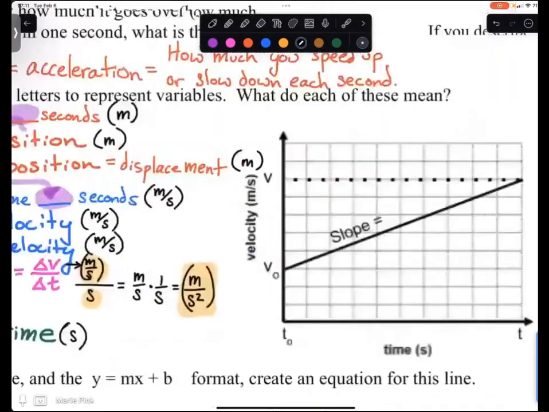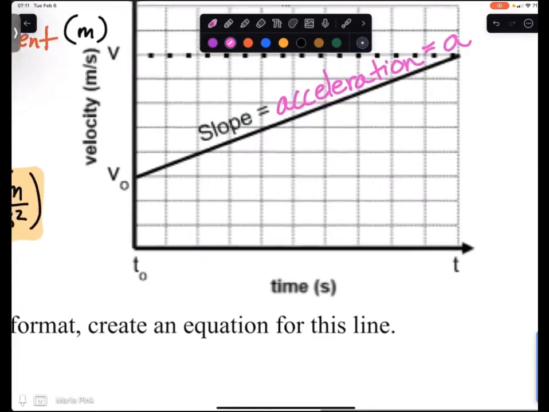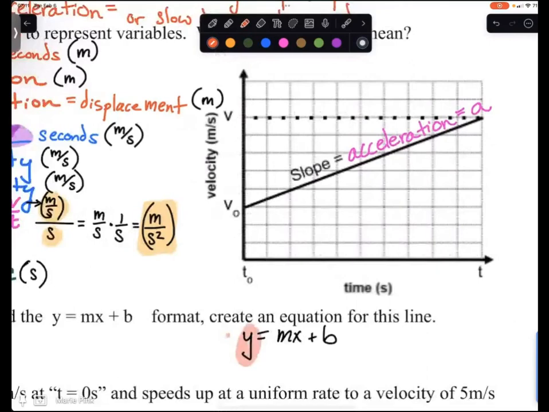So we're going to take a look at this graph first. And we're going to remember that the slope of this line we just talked about is the acceleration. And the letter that we're using for acceleration is a. And then we're going to remember about the y equals mx plus b format. So when you have y equals mx plus b, the y is going to be the variable on your y-axis. So in this case, on my y-axis is velocity. That means that instead of y, I'm going to put velocity.